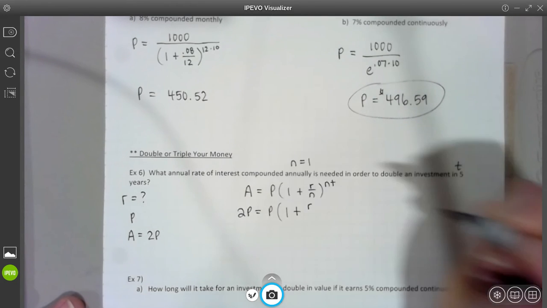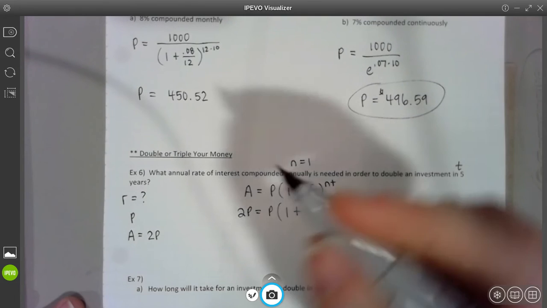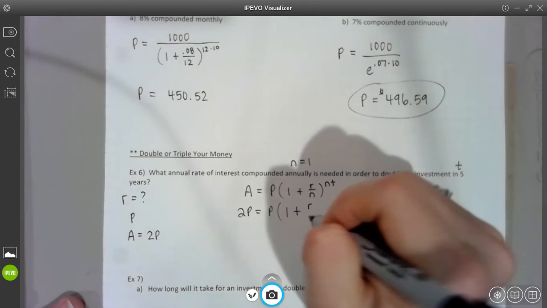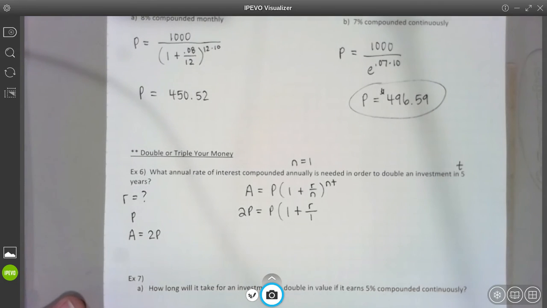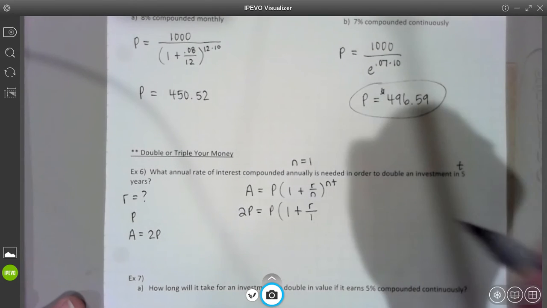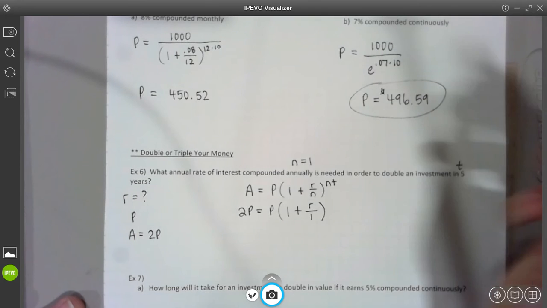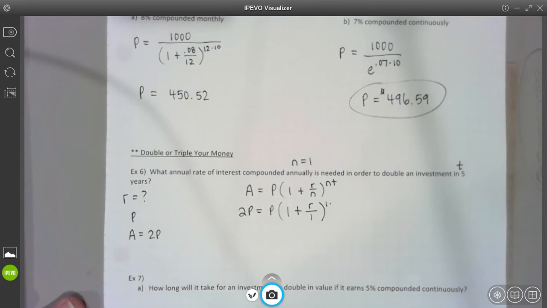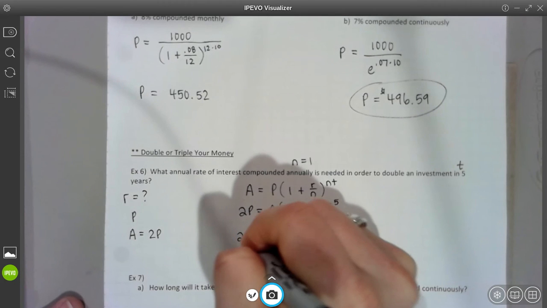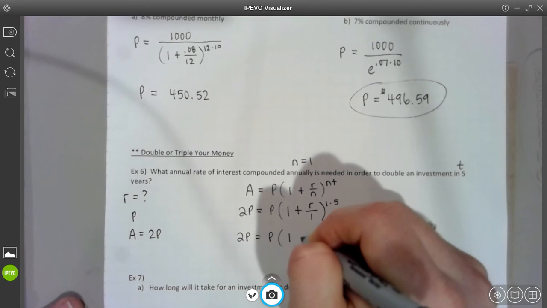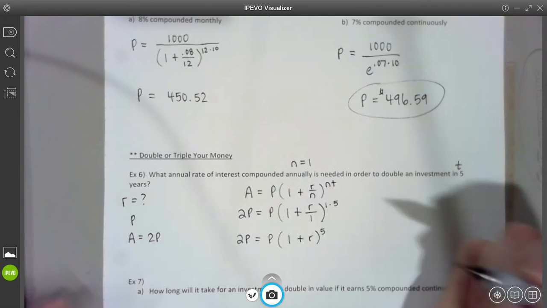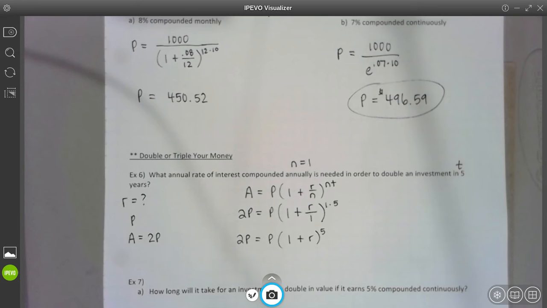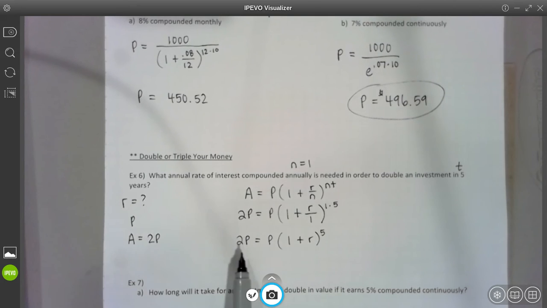plus, we don't know the rate, guys, so we're going to have to leave r in the formula. They're trying to ask us to find what rate will make this happen, divided by 1, so you don't even have to put it, you could just put plus 1, because it's compounded annually, to the power of n is 1 times t is 5. So guys, basically you have this, 2P equals P times (1 plus r) to the power of 5. And your job is now to solve this for r. Now, you could be saying, well, wait a minute, I have 2 variables in this problem. You really don't, because you have one variable compared to another variable.